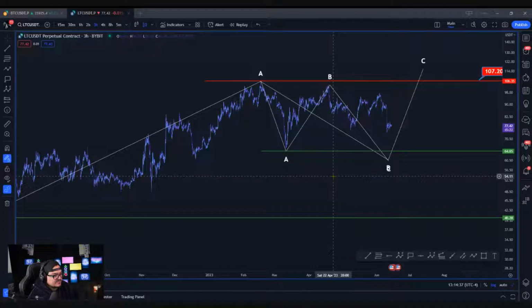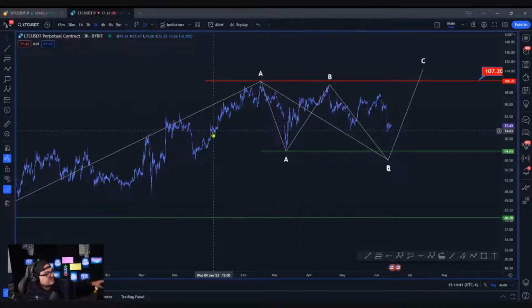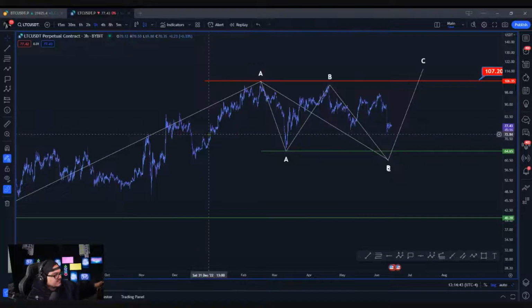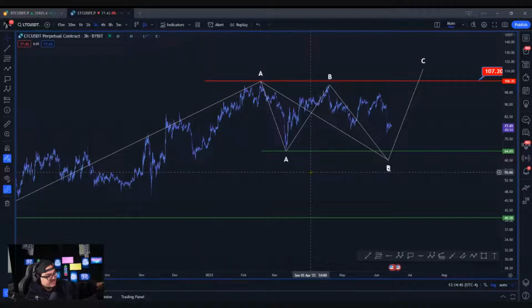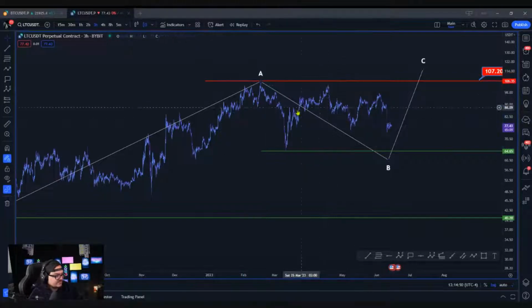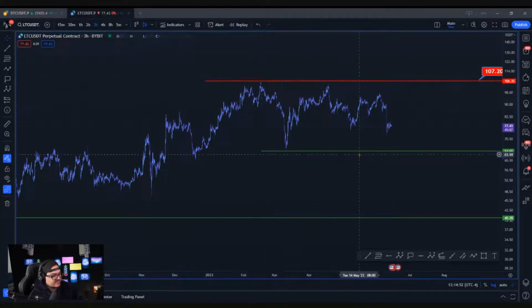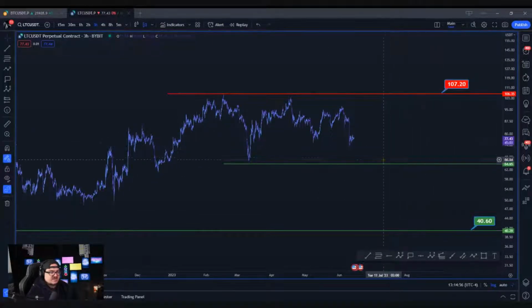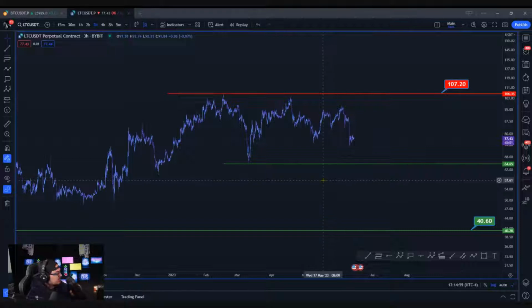But at the moment, I'm in no positions on LTC. I know some people have asked me about LTC recently, but unfortunately there's not a good setup for me yet. But I'm letting you guys know what levels I'm looking for before I consider taking trades on LTC. That's pretty much all I have for the main three.